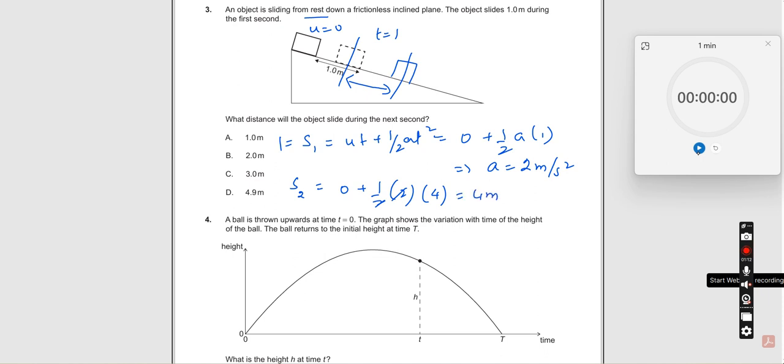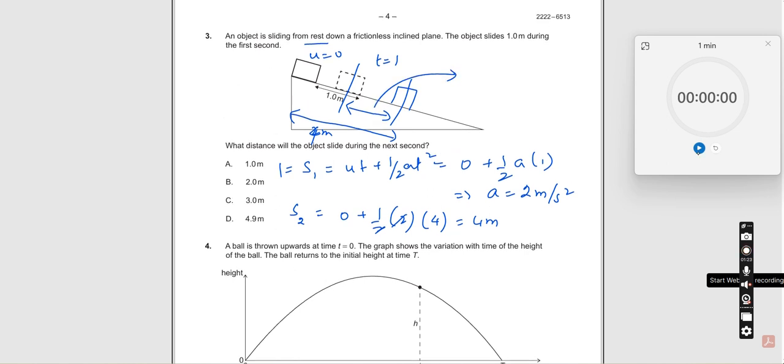Now what is this S2? The total distance from here to here is given over here. But what is that I need? It is 4 meter over here. I need only this one, which I get by subtracting this 1 meter from this 4 meter. So 4 minus 1, which is equal to 3 meter. The answer is 3 meter.